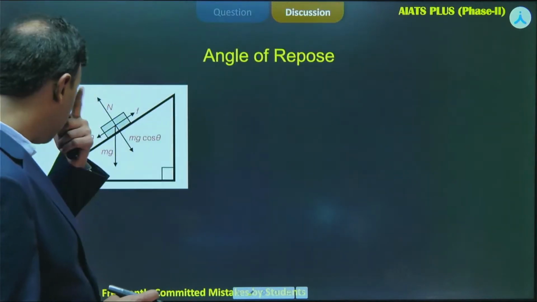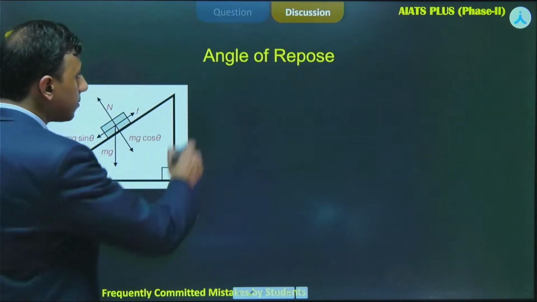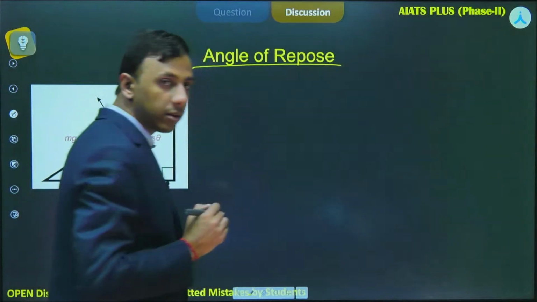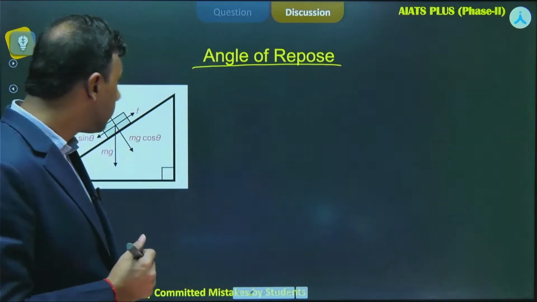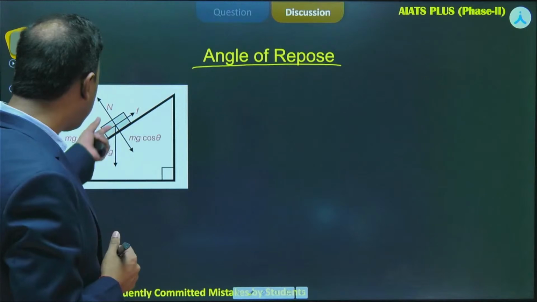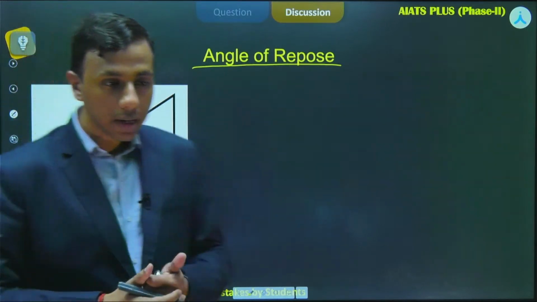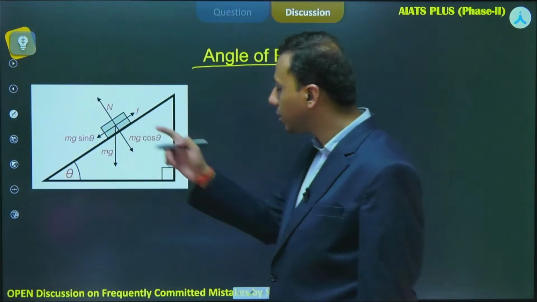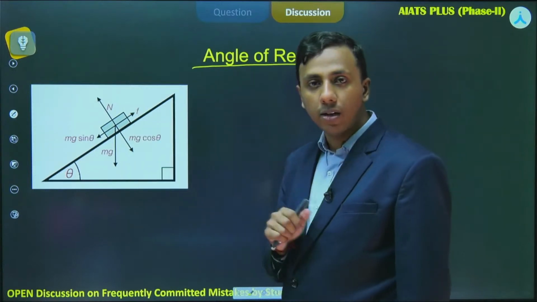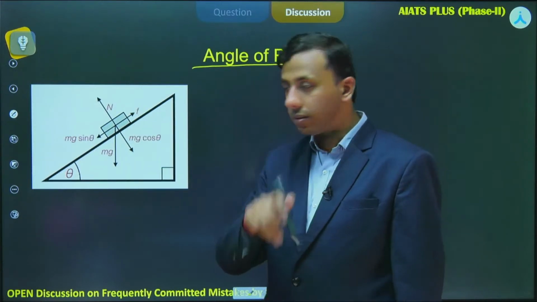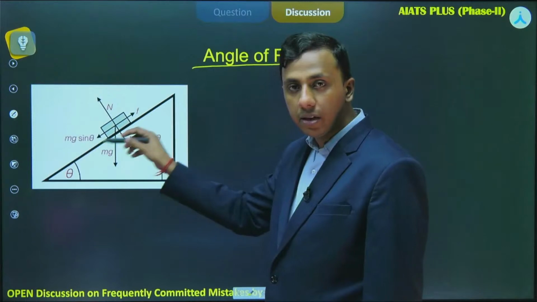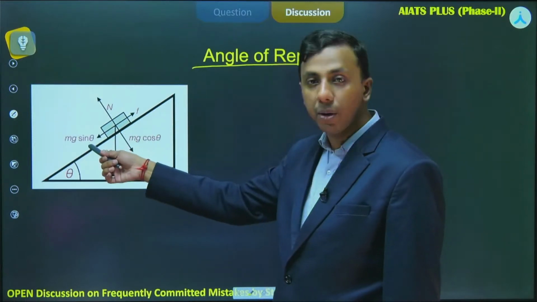All right, see over here. Here, I want to cover this topic, angle of repose. That is why I started with that. So let's say a body is kept on an inclined plane, right? Inclined plane like this. The gravitational force will act downwards, which you can resolve in two directions: mg sin theta and mg cos theta. And this you have to remember by heart.